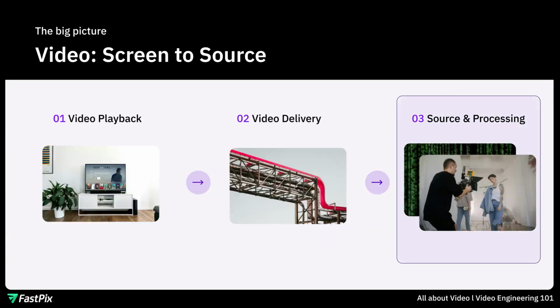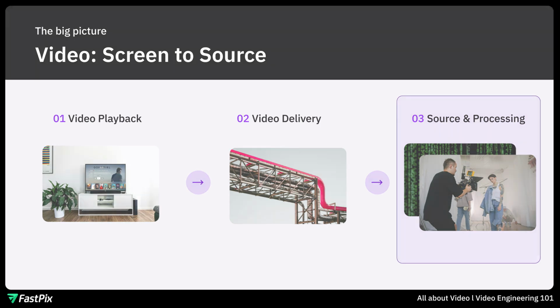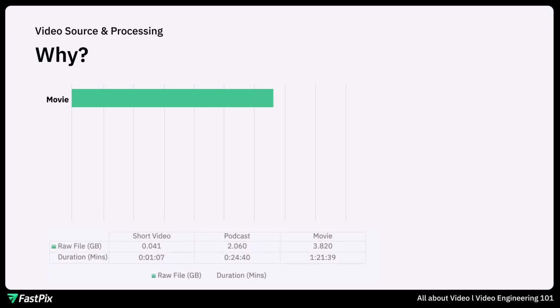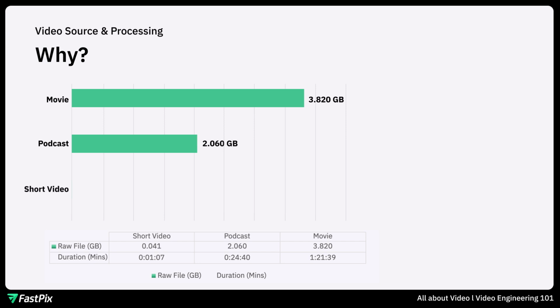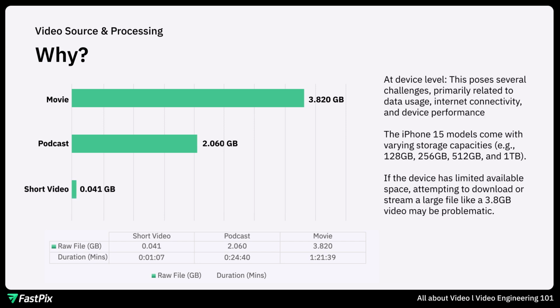Let's now cover source and processing. What are the challenges which compel us to process the video? Between a raw video and the actual videos you watch, there is a lot of tech involved. As you can see, raw video files are huge in size, posing unviable challenges for existing internet infrastructure. This poses several challenges, primarily related to data usage, internet connectivity, and device performance.